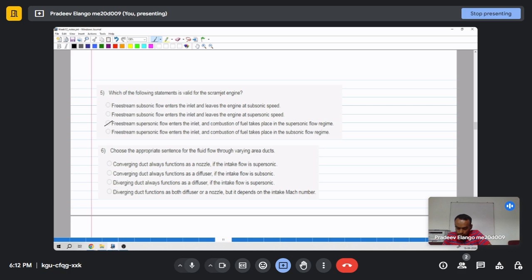So next, choose the appropriate sentence for the fluid flow through varying area ducts. Converging duct always functions as nozzle. No. Converging duct always functions as diffuser. No. The diverging duct always acts as diffuser. No. Diverging duct acts as both diffuser or nozzle, but depends upon the intake pattern.